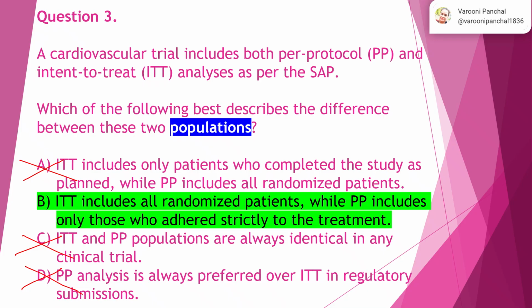So the only option remaining is B, which is ITT includes all randomized patients while PP includes only those who strictly adhere to the treatment. So the correct answer is B.